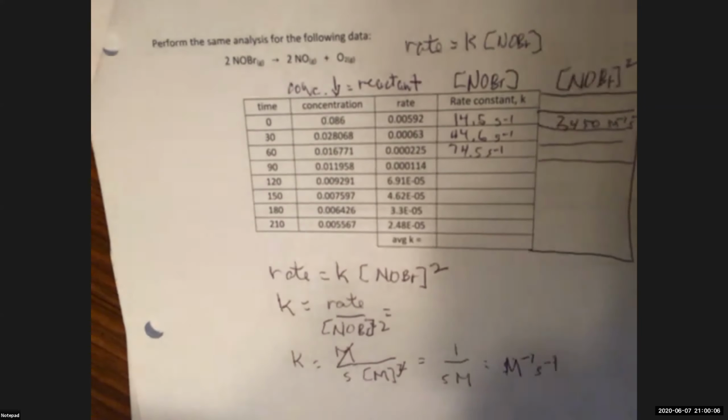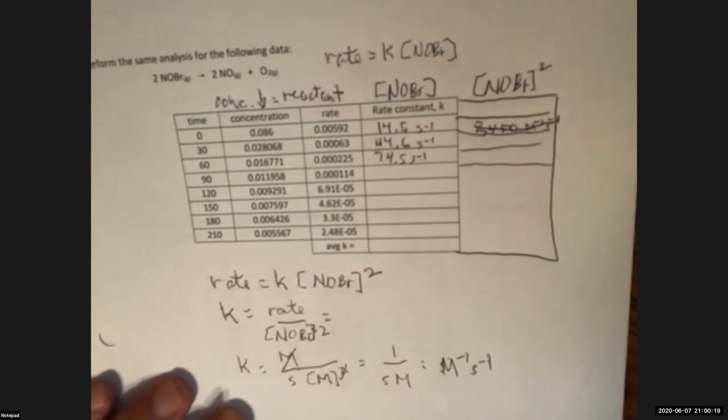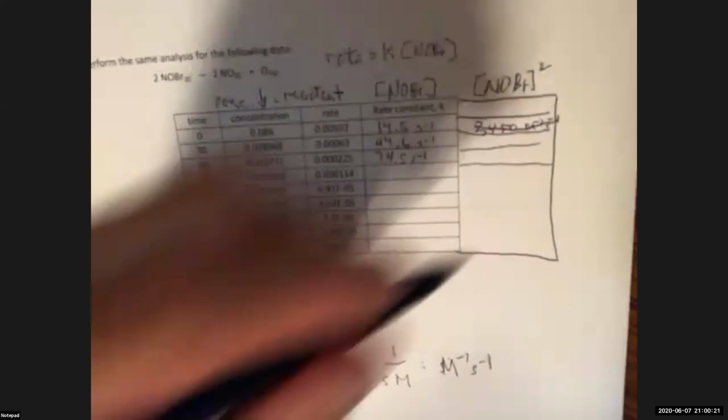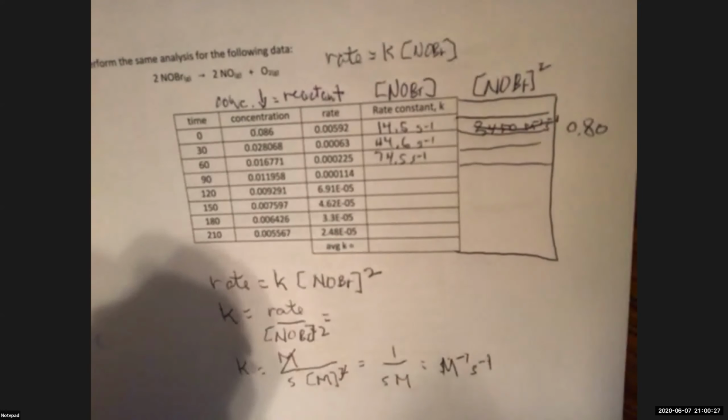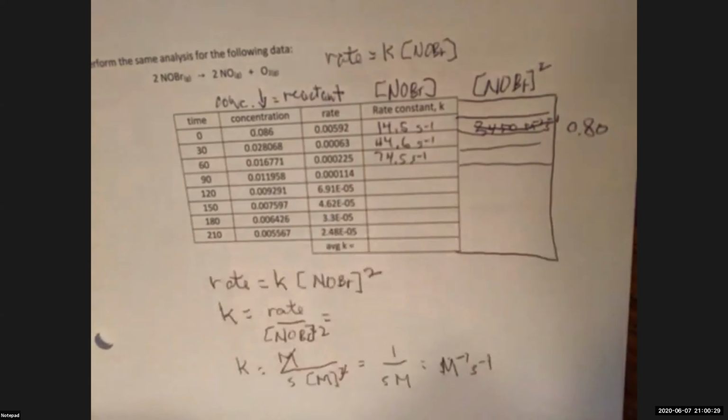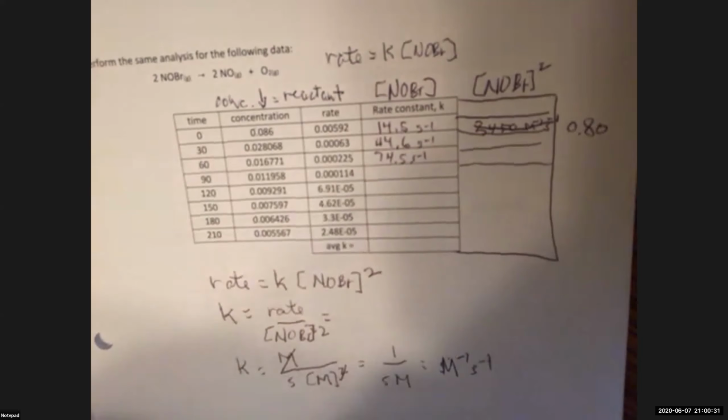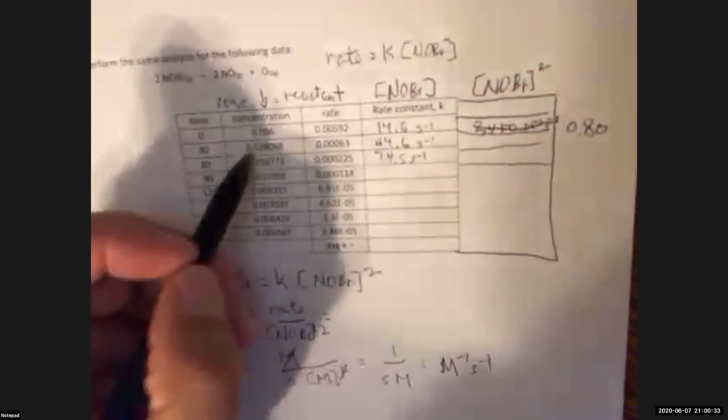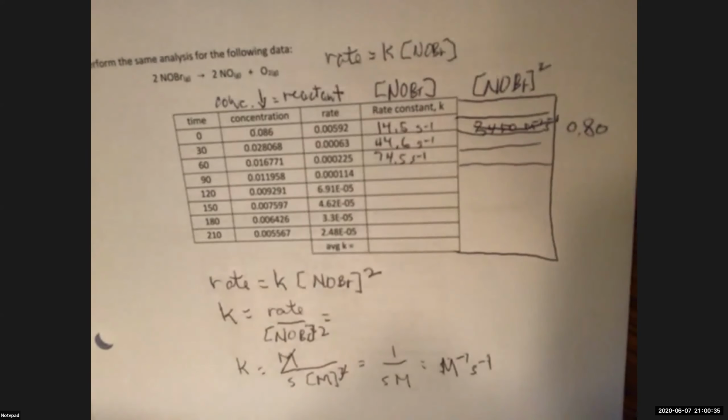0.00592 divided by 0.086 squared equals 0.80. Okay, so this is 0.80, and the unit is per mole second. Let's do the next one. Rate divided by concentration.